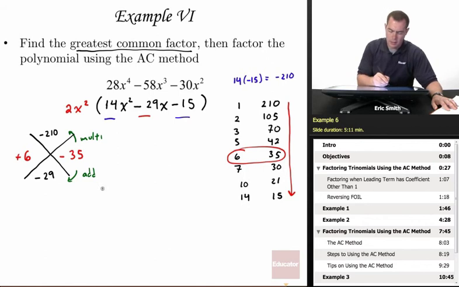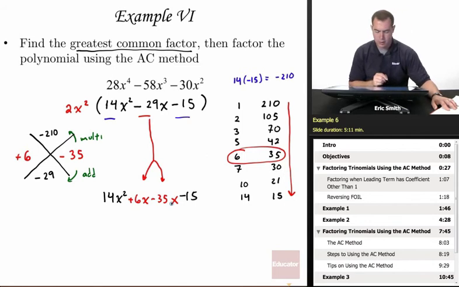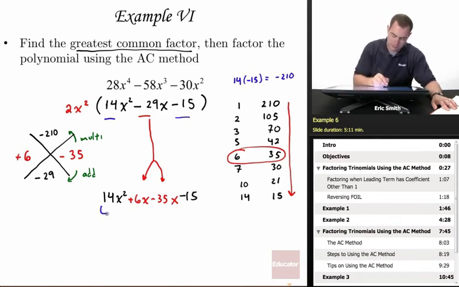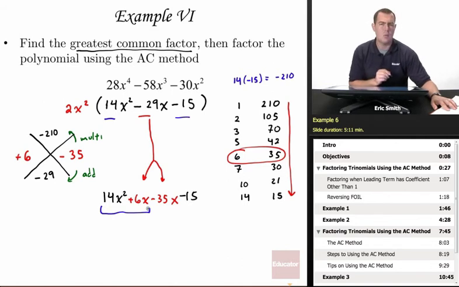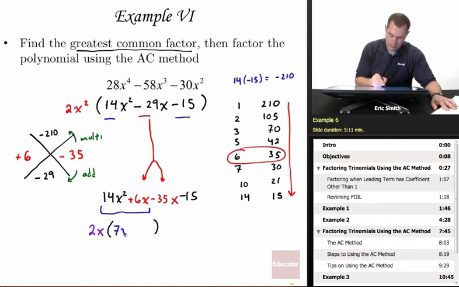All right, so we have that. I'm going to write down the 14x squared, the minus 15. Let's take our middle term and split it out. So plus 6x minus 35x. All right, now we can continue with our factor by grouping. Grabbing these first two and looking at what they have in common. So I see that we can take out a 2x. That would leave us with a 7x plus 3. Okay, not bad.